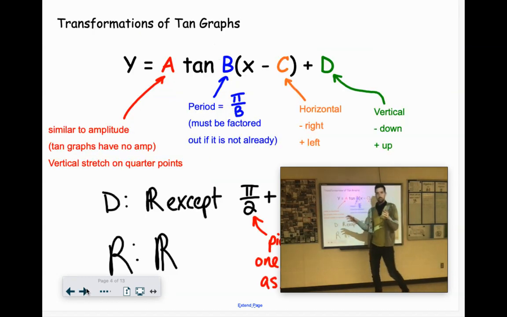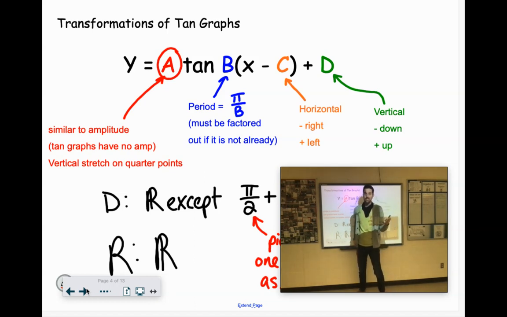Here's all the transformations. You can write it on the next slide. I'll put a screenshot of this on the next slide, so don't worry about that right now. But it's very similar to the sine and cosine transformations. The A, the number in front, is similar to the amplitude. Now, technically, there is no amplitude because it goes on forever vertically, right? So we can't judge height when it goes on forever. But it's similar to that because that will give you a vertical stretch on those quarter points like we were just talking about. You know how I said you go up 1 over 1 and down 1 over 1? So if that was like a 2, you'd go up 2 over 1. You know what I'm saying?